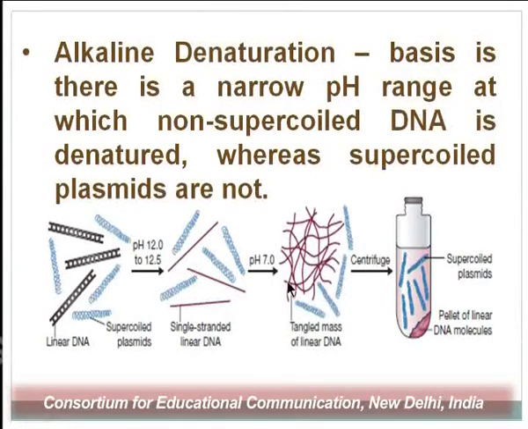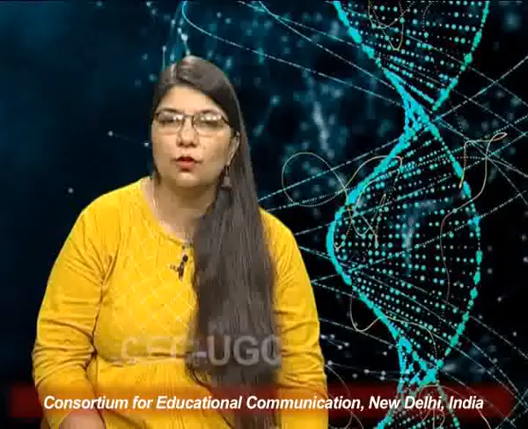So, now this tangled mass becomes much heavier, and when you centrifuge it, it will separate out and become a pellet. Then you take this supernatant and put it into another tube and proceed with the purification or concentration steps, as involved in the total cell DNA. So, this is one important method, alkaline denaturation, routinely used for the isolation of plasmid DNA.